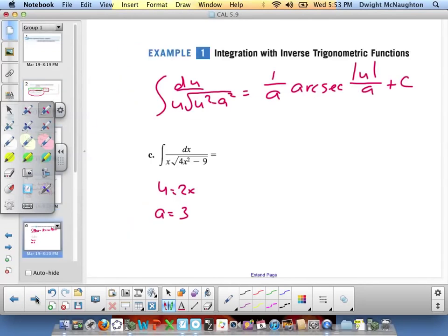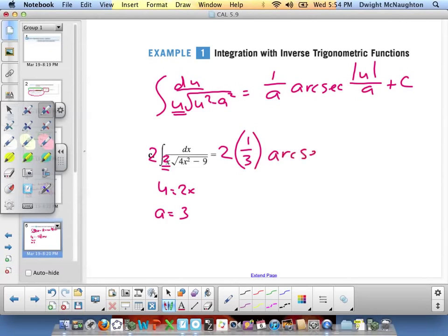Slight problem, though. We need u to be 2x. We need u to be down here, so we need this to be 2x. Well, I'm going to make it 2x. However, that changes the problem. If I multiply the bottom of a fraction by 2, I can balance it off and change it back by multiplying the top by 2. So I'll do that. And now it works. I got 2 out front, and then it's 1 over a. A is 3, so 1 over 3.